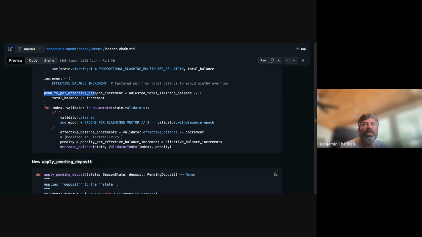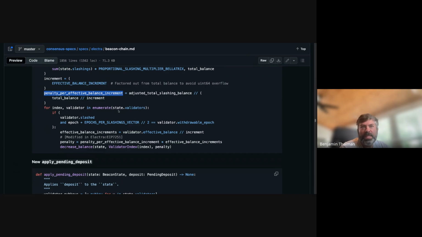The first thing to notice is this penalty per effective balance increment. You have adjusted total slashing balance, floor divide, total balance, floor divide increment. And you can see this calculation is in parentheses. Total balance divided by increment. So the name is actually super helpful to tell you what's going on here. Penalty per effective balance increment.